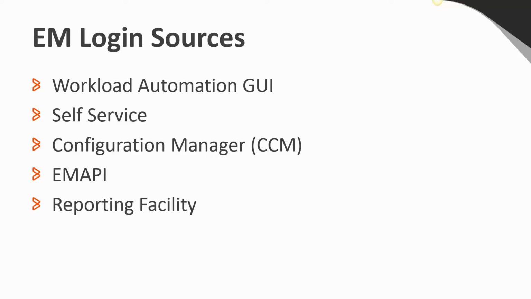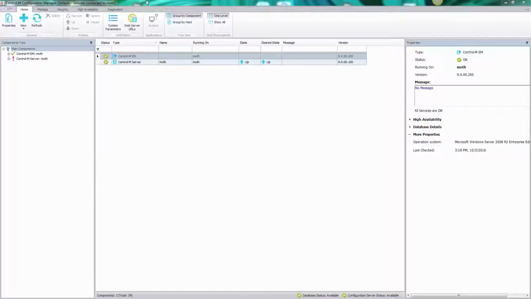where they came from. There are several different places your users can log in from, such as the GUI, self-service, the configuration manager, and several others. So if you have a need to list out when and where your users are logging in to these tools, here's a quick way to create a report to get that information. The following example is shown with Control-M Enterprise Manager version 9, but applies to earlier versions too.